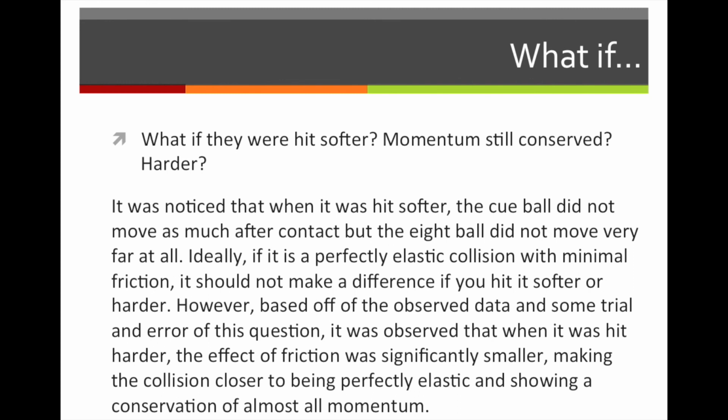So my what-if question was, what if it was hit harder or softer, would momentum still be conserved? I noticed when I hit it softer in some of the trials that I did before taking the video, that the cue ball didn't move as much, but the 8-ball also didn't go nearly as far. So friction had a much larger effect when you didn't hit it as hard. But when I hit it a lot harder, it was harder to get a perfectly 180-degree collision. But I also noticed that when I modeled it myself, the effect of friction was significantly smaller, and it made the collision a lot closer to being perfectly elastic, and it also showed a lot more conservation of momentum, and it was almost completely perfect.